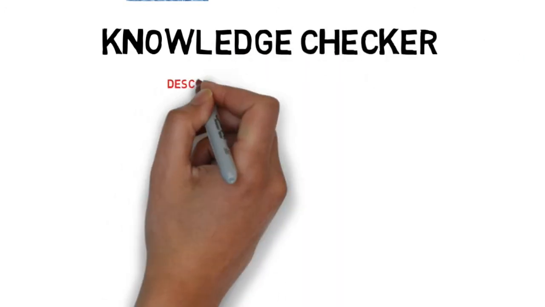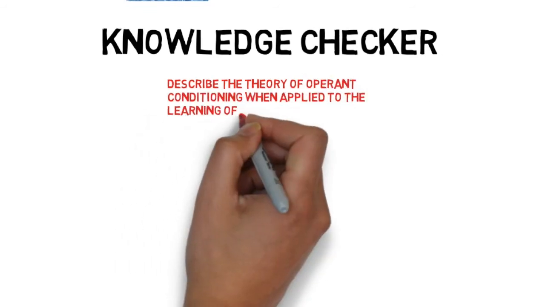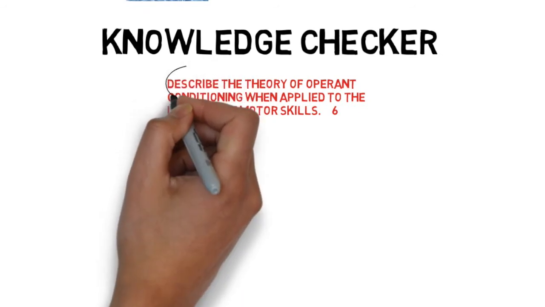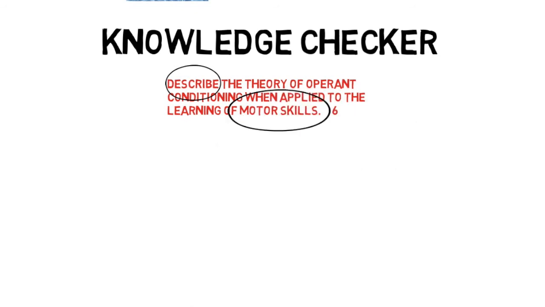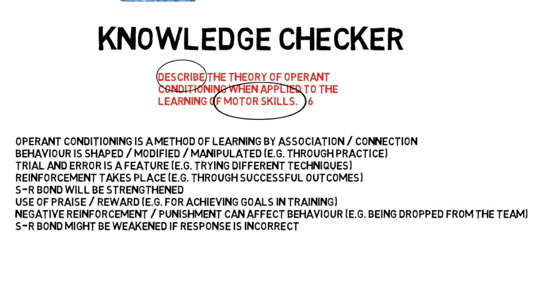So in here, describe the theories of operant conditioning when applied to the learning of a motor skill, 6 marks. So the first thing that we need to be able to do is describe, and that's the command word. It's not asking us to analyze, evaluate, but simply describe. Absolutely essential that we read the question clearly and we identify the command word. But we must also look at the learning of the motor skills, so it's got to be linked to motor skills. So pause the screencast, make sure you go through this at your own pace.